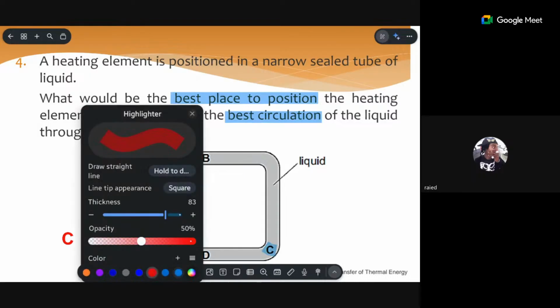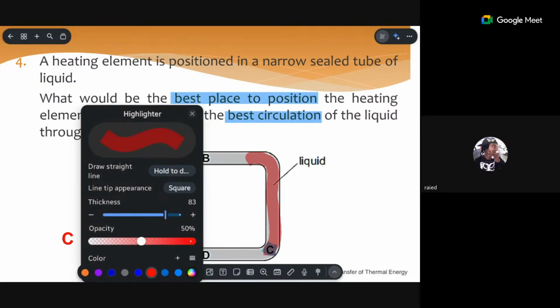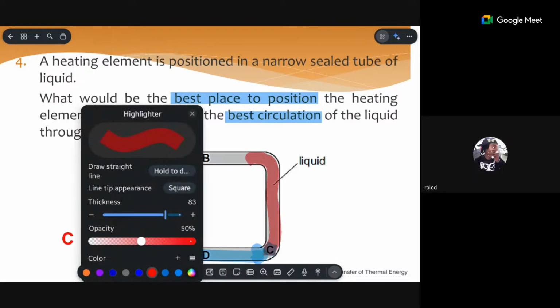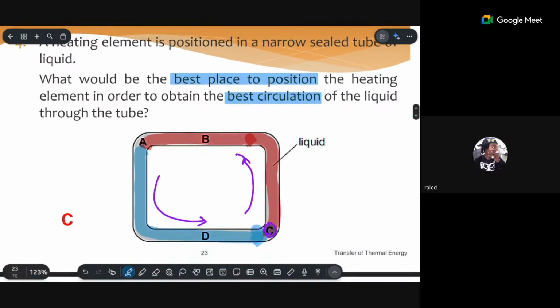The hot liquid will move up, and a space will be created. Due to that, the cold liquid will sink down from here, and it will move through this. You got it? Due to that, a complete circle will be running throughout, so the hot and cold liquid will flow. So basically, hot moves up and cold moves down. In this way, this is the best position to place the filament. You got the point?